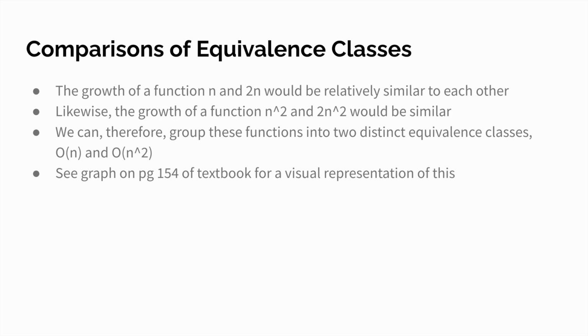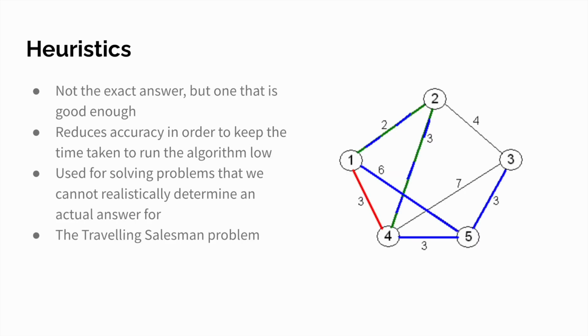I understand that this is, especially if you haven't heard of this before, of course, very complicated. But if you turn to page 154 of the textbook, there's a nice visual representation of equivalence classes. You can see the lines on the graph for these different functions, and you can see visually the equivalence classes represented on the graph.